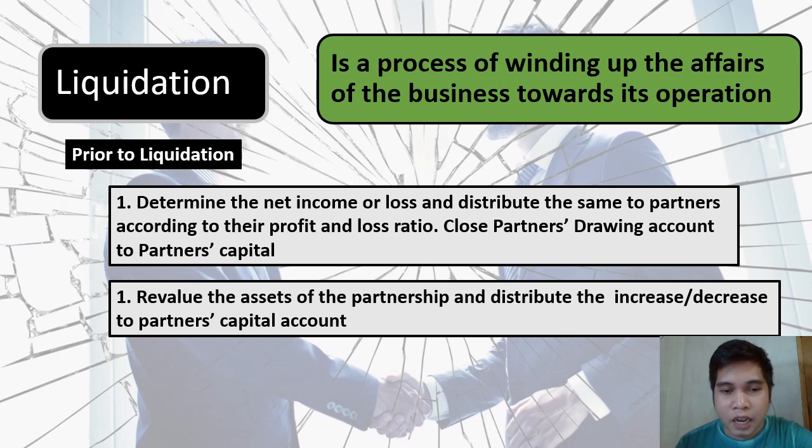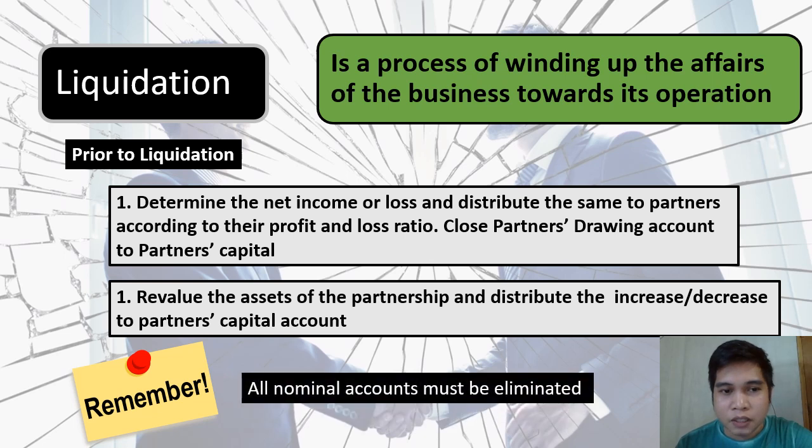However, ang kailangan po nating tandaan dito, so remember, pag natapos natin to, dapat all nominal accounts must be eliminated. So dapat wala na po magre-reflect na nominal accounts. If we say nominal accounts, ito po yung nasa income statement, tapos sa changes in partners' equity. So ang magre-reflect na lang dapat dyan ay yung ating mga real accounts or yung permanent accounts. So basically, ang magre-reflect na lang prior to liquidation is yung ating asset, liabilities, and ang ating partners' equity.